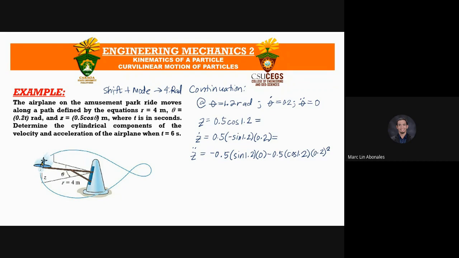So, for this one, pila man ni ang 0.5 cosine 1.2? What's the value of 0.5 cosine 1.2? 0.181. Ang unit is meter. Okay? Kay meters man nato ang unit dito sa problem.